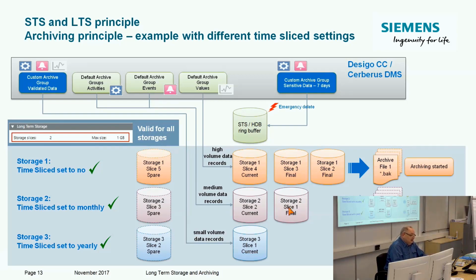Here, slice 1, I didn't achieve the 2 slices. Slice 2 is the current one, slice 3 is the spare one. Here I got already one final, one archive, and slice 2 is final, slice 3 is final, slice 4 is current, slice 5 is the spare one.